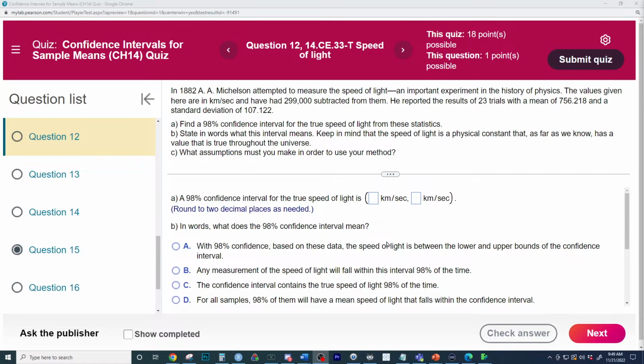The values given here are in kilometers per second and have had 299,000 subtracted from them. He reported the result of 23 trials with a mean of this and a standard deviation of this variation. That's a high amount of standard deviation. Find a 98% confidence interval for the true speed of light for these statistics.